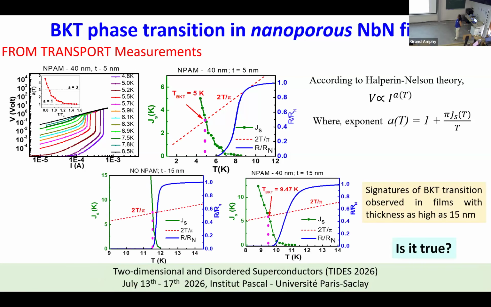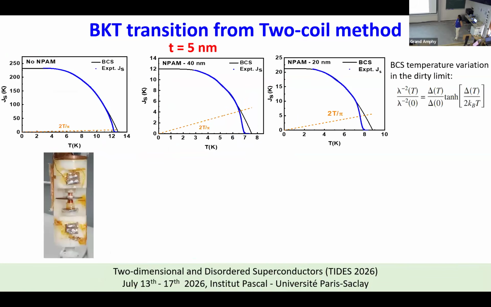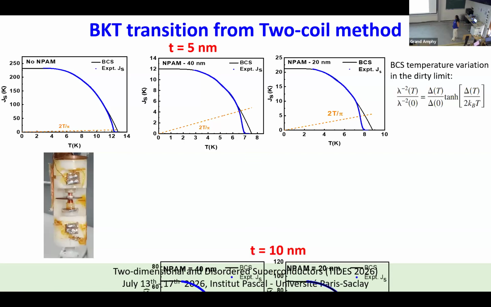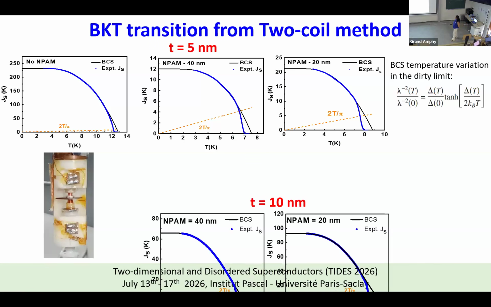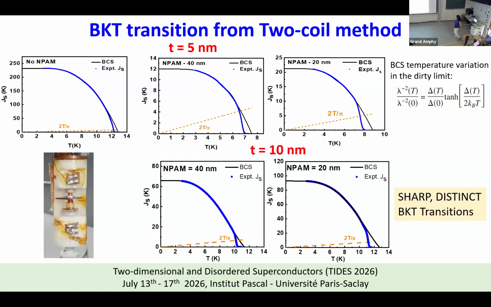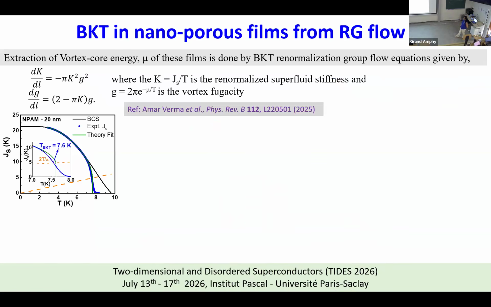And therefore we looked at measurements with the two-coil technique. Here you can see the measurement on the non-nanoporous films for a 5 nanometer film, and then for the 40 nanometer and the 20 nanometer. You can see a good BKT transition in these kinds of films, and so for the 10 nanometer films. You can see a sharp and distinct BKT transition.